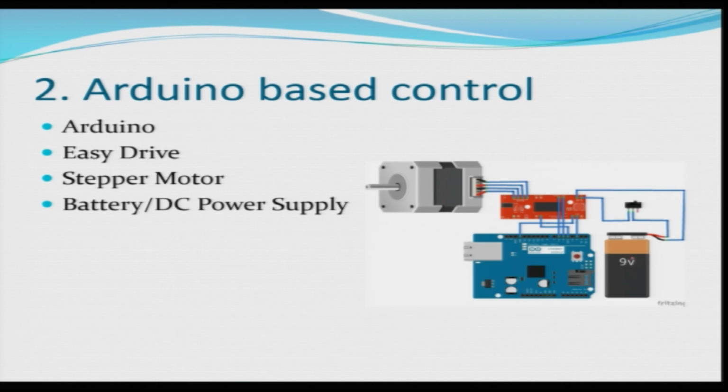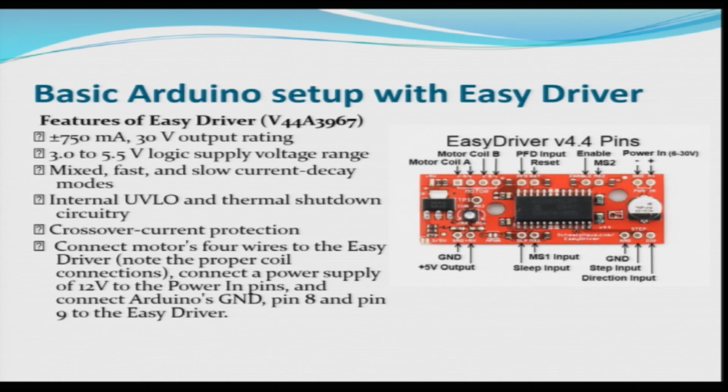Power supply in the form of battery or power supply will be used. There is an on-off switch, and this is an Easy Driver. So, this is the driver which is used to supply the current to the phases of the motor. So, this is the functional block diagram of the Easy Driver. Motor's coils are connected at this point.